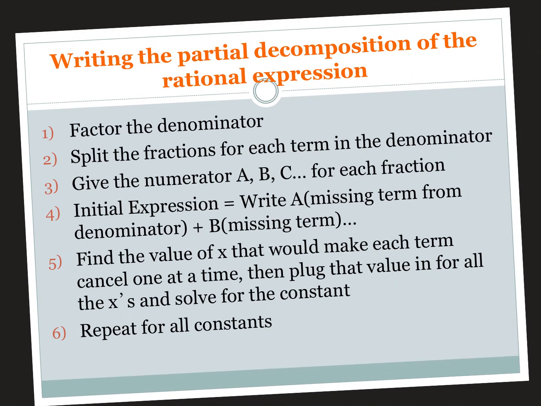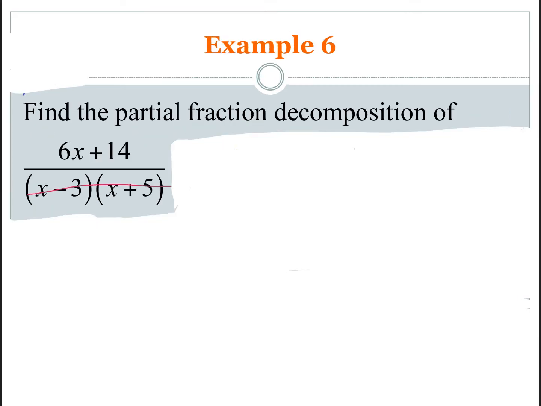This is in words how you do it. You're going to first always factor the denominator. Then we're going to split each term into a denominator, and you're going to assign A, B, C, D, however many you have. And then we're going to find a common denominator and solve. I'll show you. It's super easy.